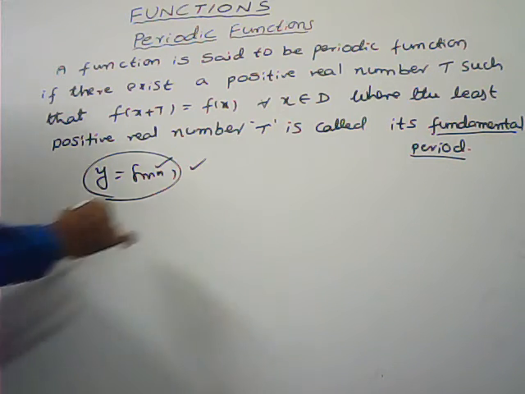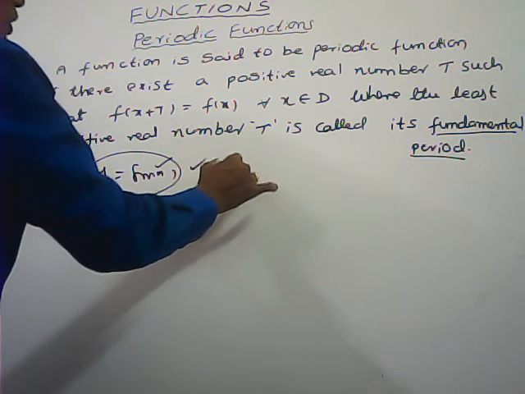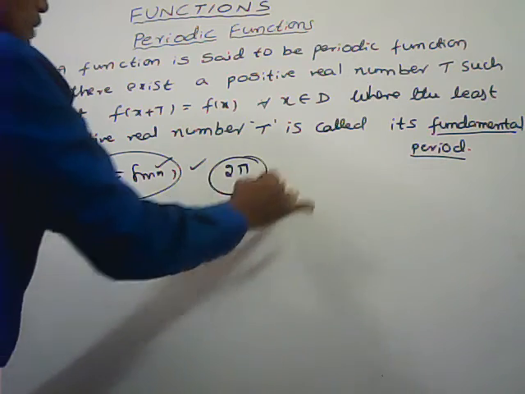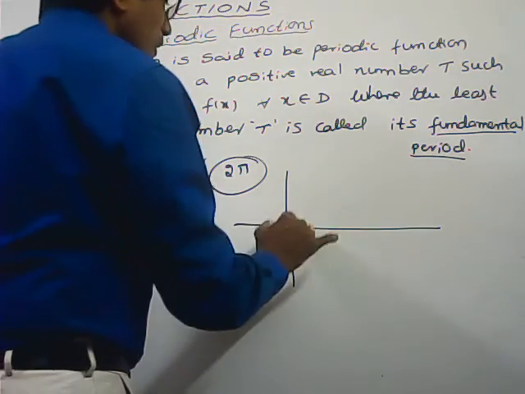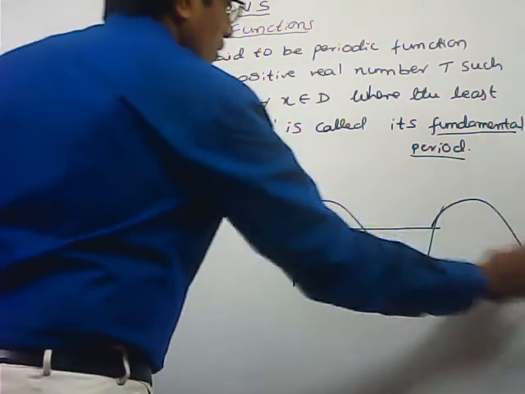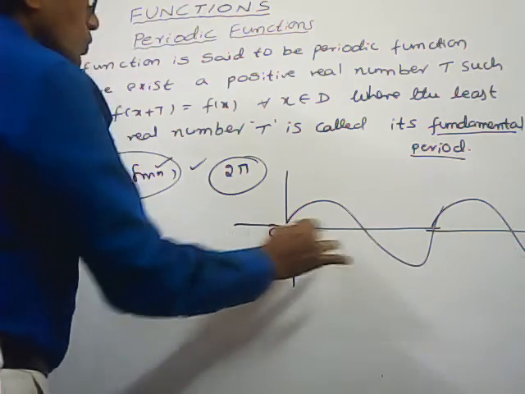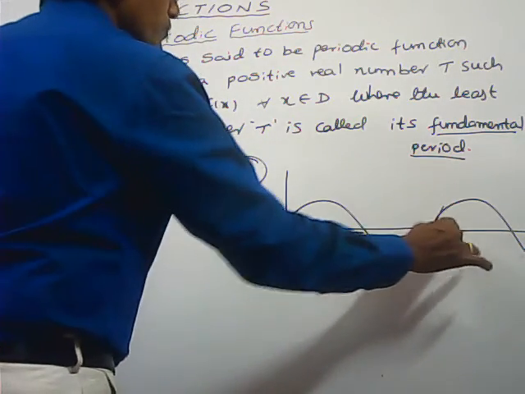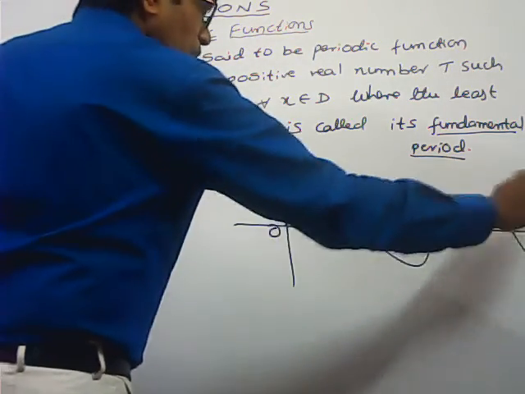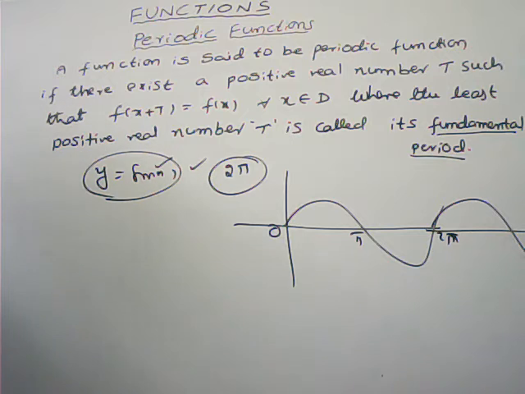For sin x, the least positive interval is 2 pi. In the length of the 2 pi interval, the graph of sin x repeats. Here 0 to pi, this is 2 pi. Now from here onwards, for every length of 2 pi interval, the graph of the curve repeats only.